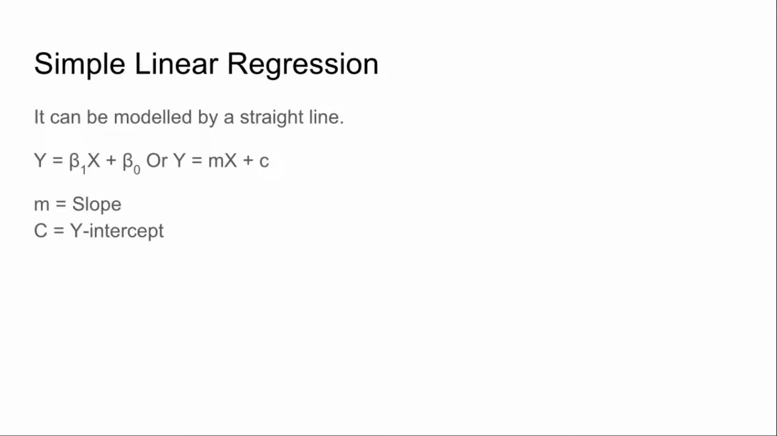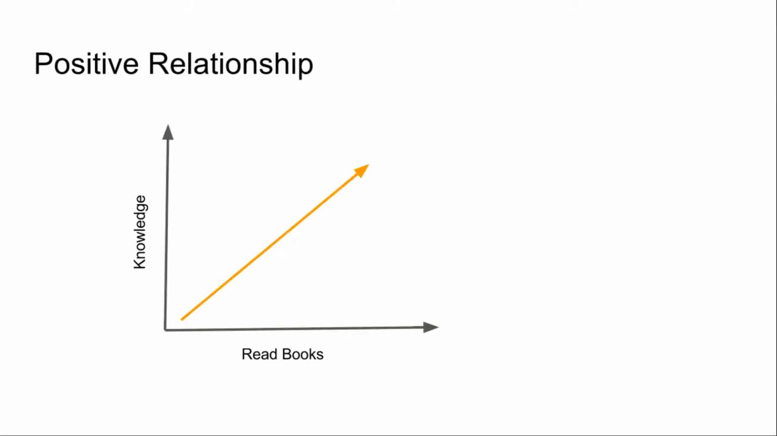Simple linear regression can be modeled by a straight line, where the equation for the straight line is y equals mx plus c, where m is the slope and c is the y-intercept. It is sometimes represented by y equals beta 1 x plus beta 0.